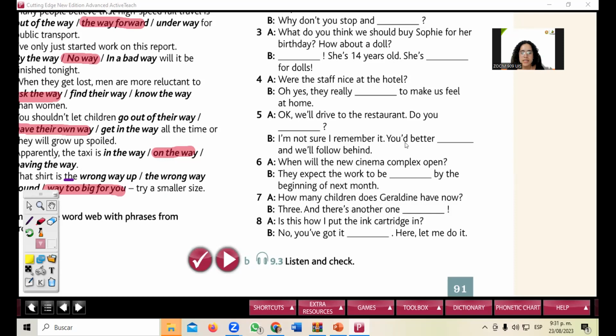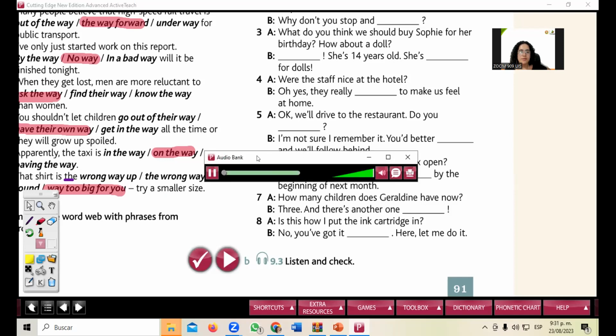And the last one, Vanessa, number 8. Okay, teacher. Is this how I put the ink cartridge in? El cartucho. No, you've got it the wrong way around. Here, let me do it. Yes, correct. You got it the wrong way around. Let me do it. Unit 9, record.